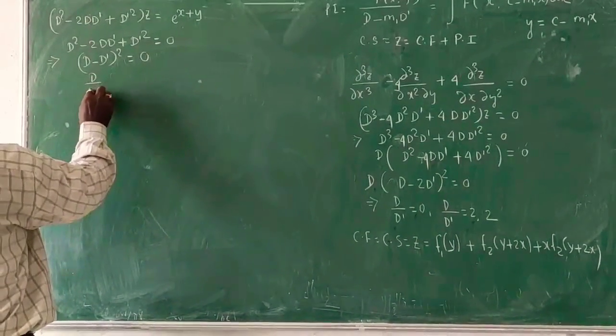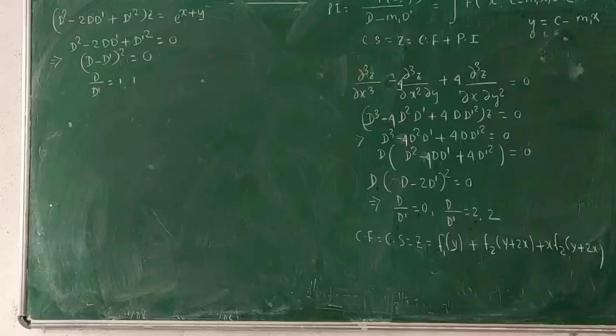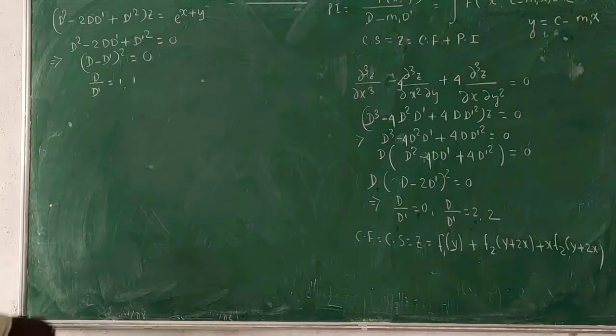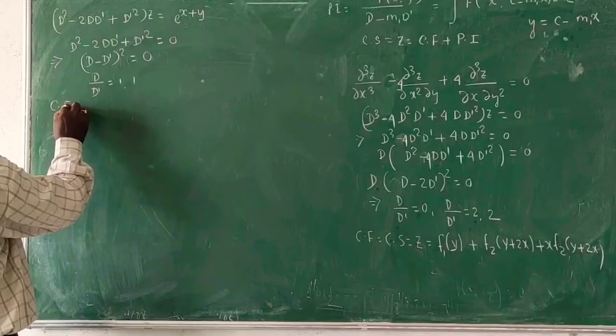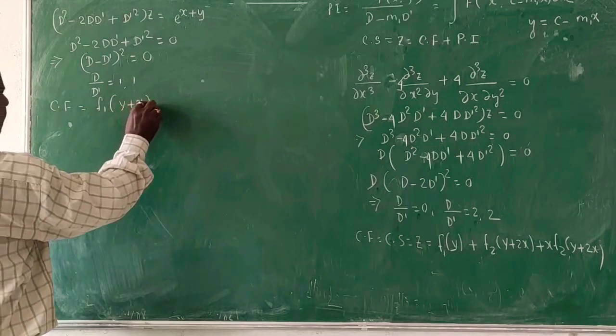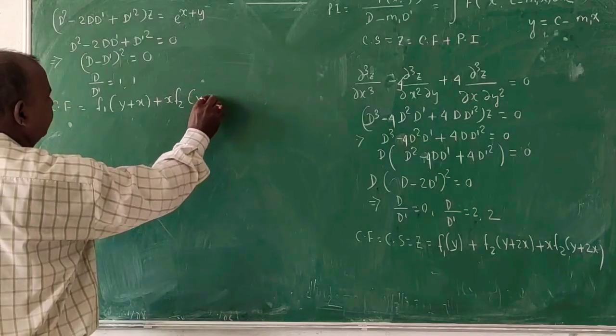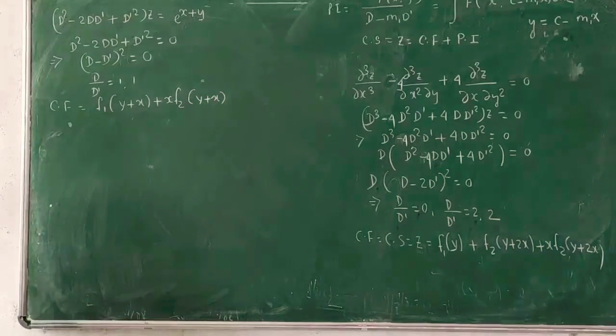So d by d dash is equal to 1, and these are equal roots, because d minus d dash is 0. So d by d dash is 1, another is 1. So to obtain the complementary function it is f1 of y plus x plus x times f2 of y plus x.